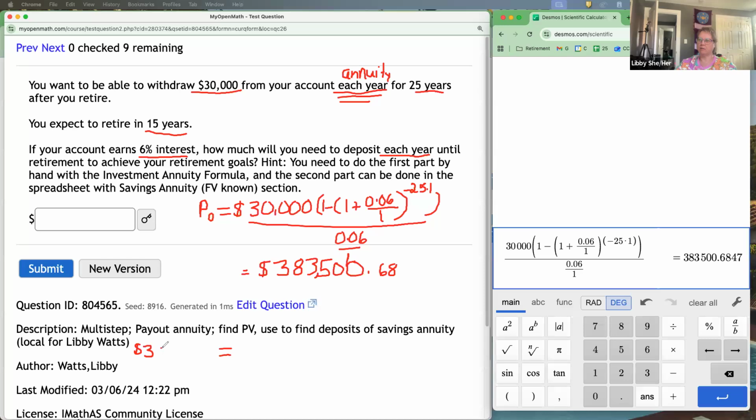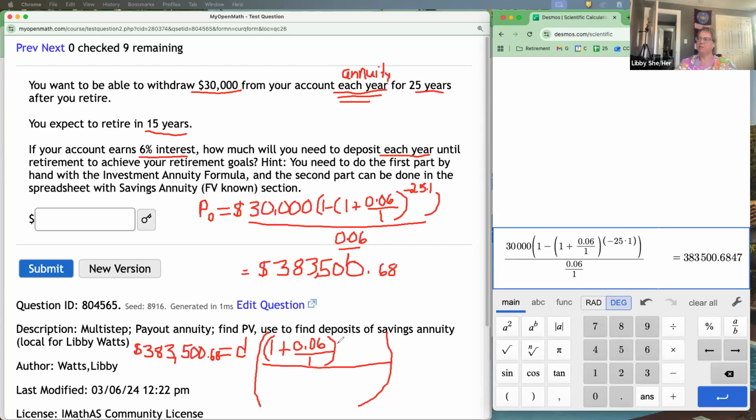$383,500.68. Okay, I'm going to squeeze a 68 in there. Equals D is what we're trying to find, and then we draw the big parentheses. And we have a fraction on top. It's going to be parentheses 1 plus the interest rate, which is still 6%. We're still looking at 1 time per year, so over 1.